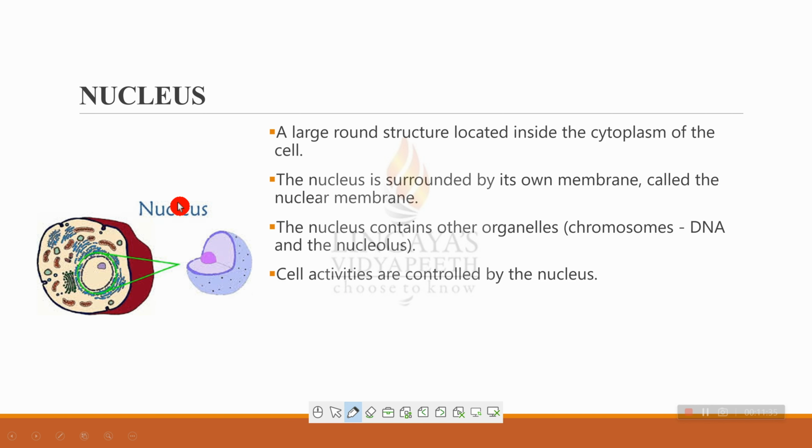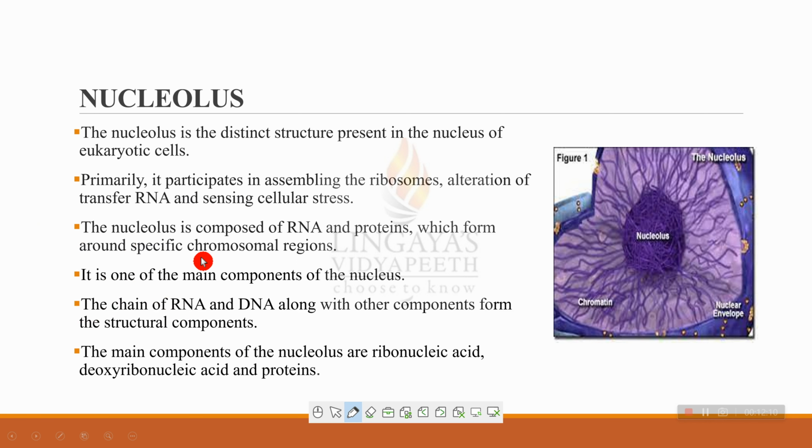Moving on. Now talking about the nucleus. It is a large round structure present in the cell. It is present inside the cytoplasm. It is surrounded by its own membrane which is called the nuclear membrane. It consists of other components such as DNA and the nucleolus. It contains the genetic information of the cell, that is the DNA and RNA. It is responsible for containing the genetic information of the cell.